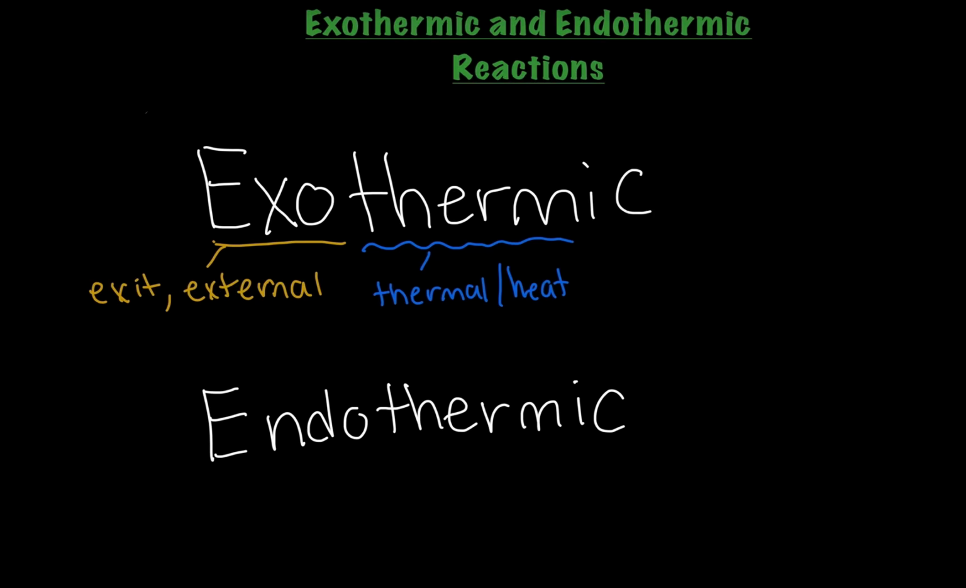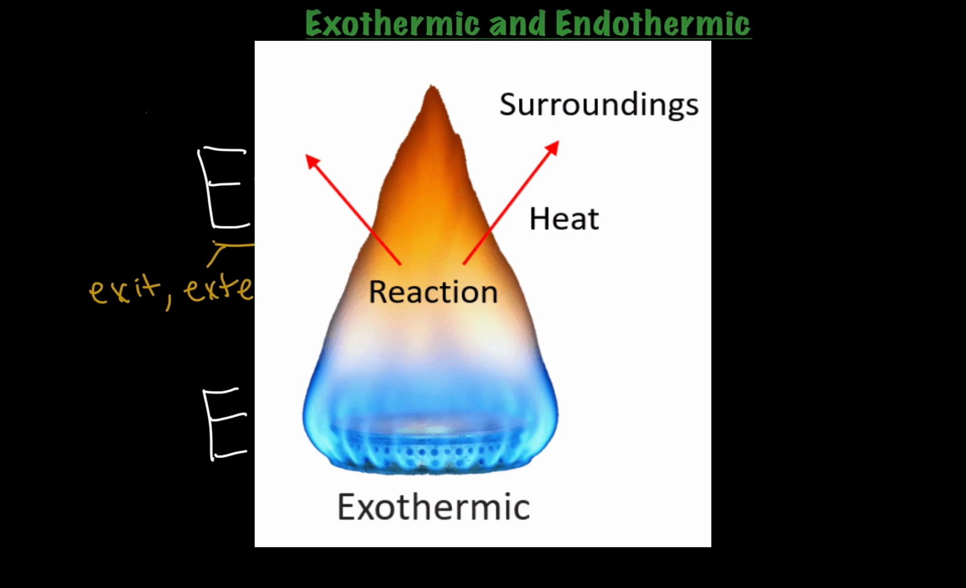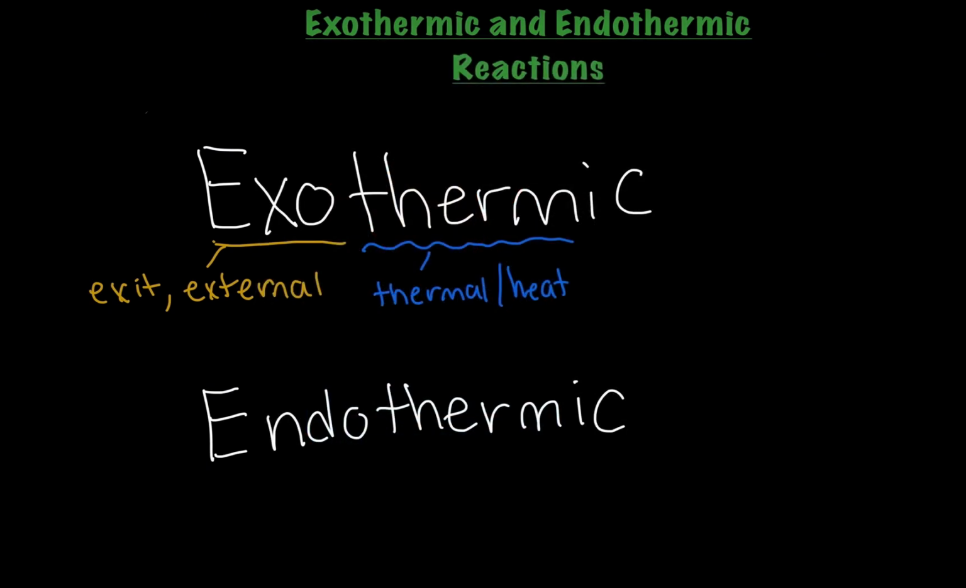So if we were to define what an exothermic reaction is, it's basically a system where it's releasing energy from the inner system out to the surroundings. Therefore, you're going to end up with less potential energy in the products because you're losing it as it exits the system. So then your surroundings are getting warmer due to the released heat.